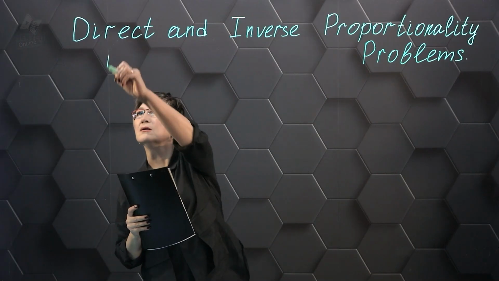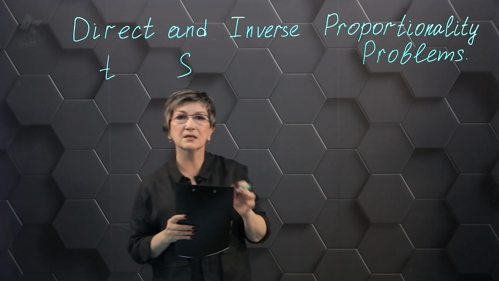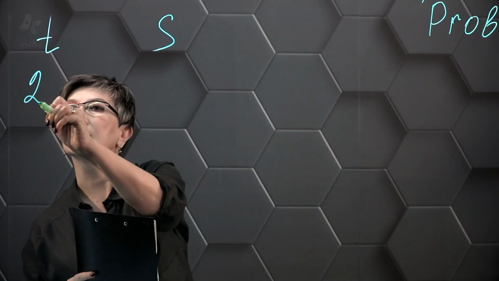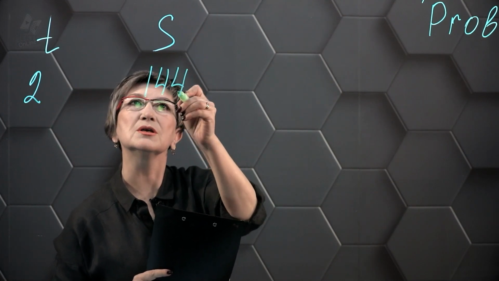In order to solve this problem, you need to determine the values, and this is very important. This problem is about time and distance. So I will write time and distance. Under these quantities, I will write down the given conditions. Let's go back to our condition. In 2 hours, the car traveled 144 kilometers. In 2 hours. Under time, we write 2 hours. Under distance, we write 144 kilometers.